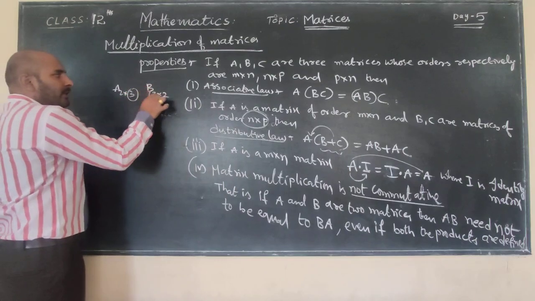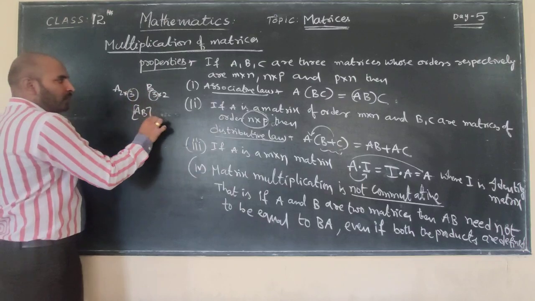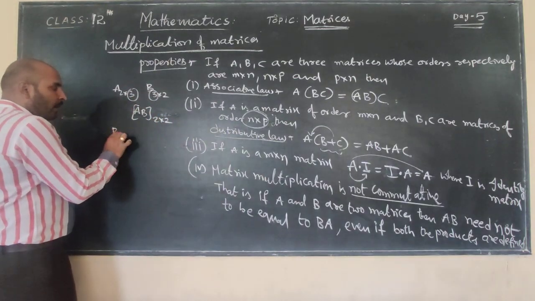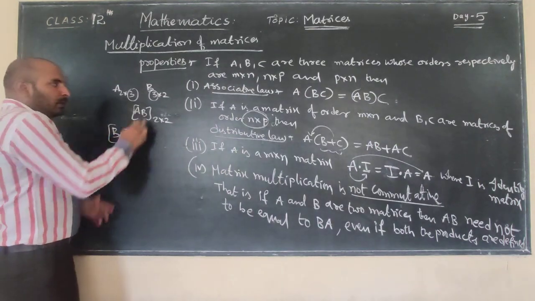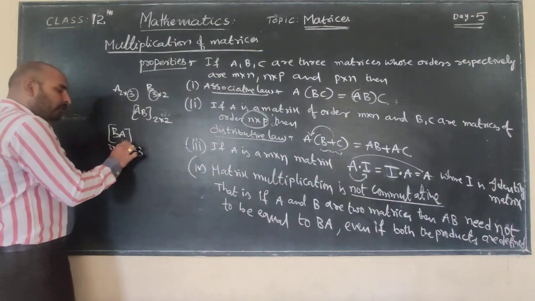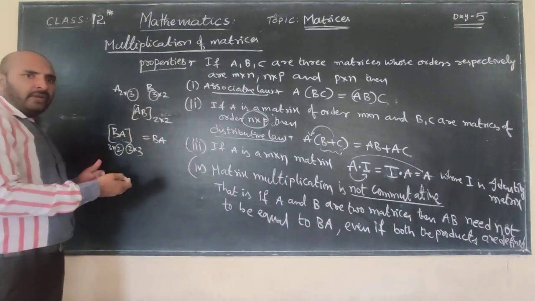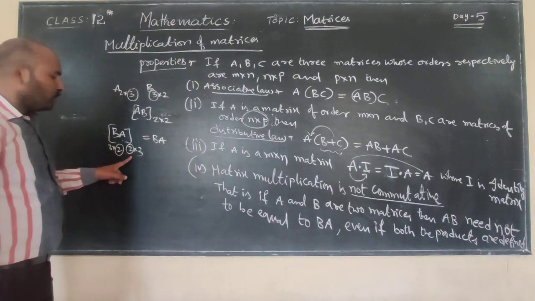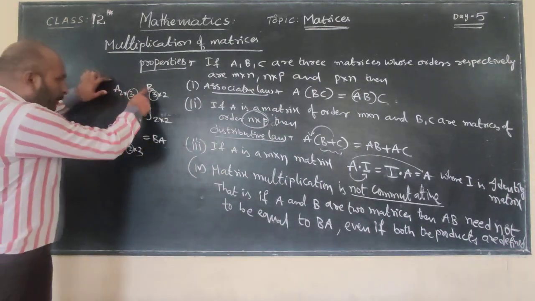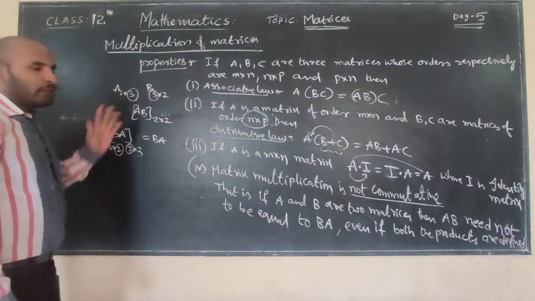In this case, AB exists. The AB matrix order, the product of the two matrices, is 2 cross 2. What about the BA matrix order? B matrix is 3 cross 2, A matrix is 2 cross 3. Here also the product exists. Sometimes it may be equal, may not be equal. Here 3 cross 2, 2 cross 3. So AB is defined, BA is also defined. Here both matrices AB and BA are sometimes equal according to the orders.